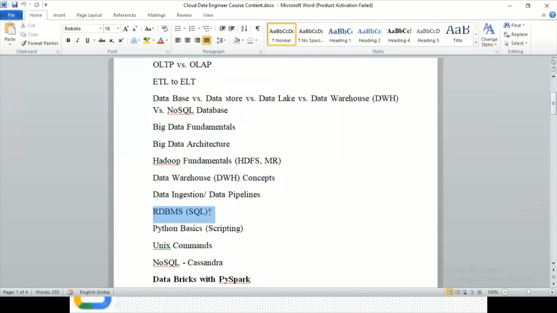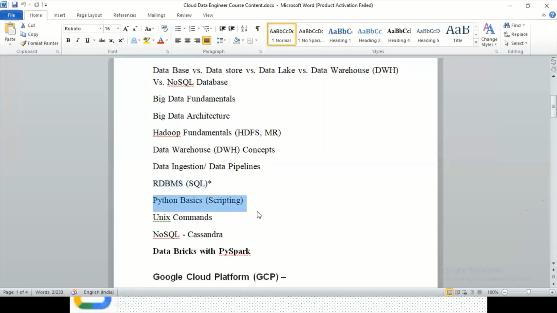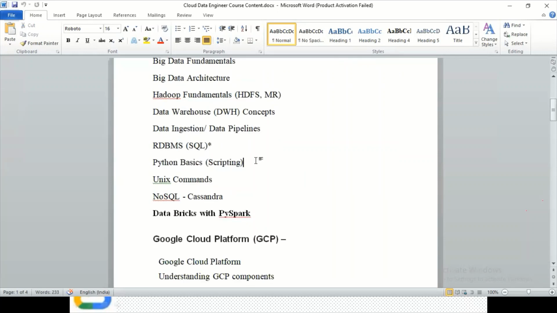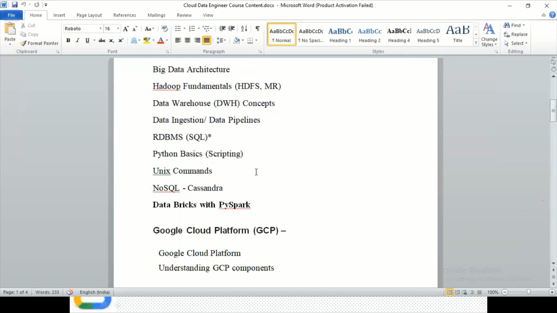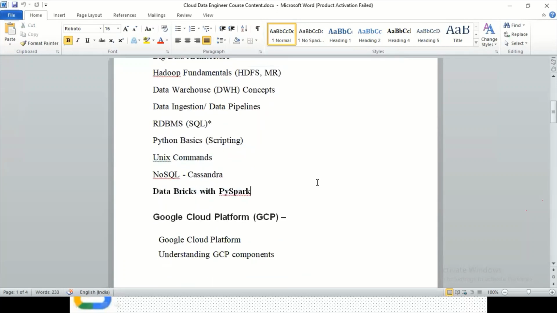RDBMS SQL is very, very important. For each and every student, we have to be perfect in RDBMS SQL. And Python scripting, not a programming language. Only scripting is required. Scripting can be learned in one week, not programming. Fine, guys. Many people think it involves complete coding, complete programming. Not like that. Scripting will be there, a bit of Unix commands, and PySpark with Databricks. All these things will be common for every data engineer.